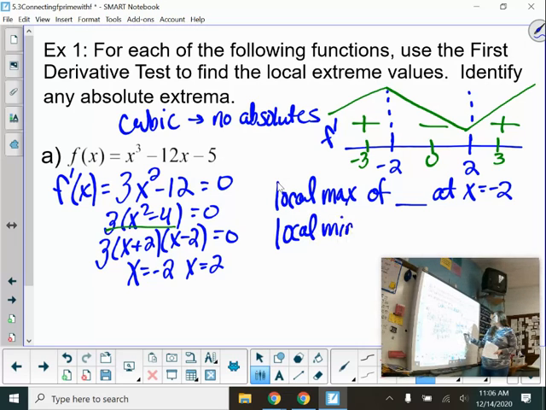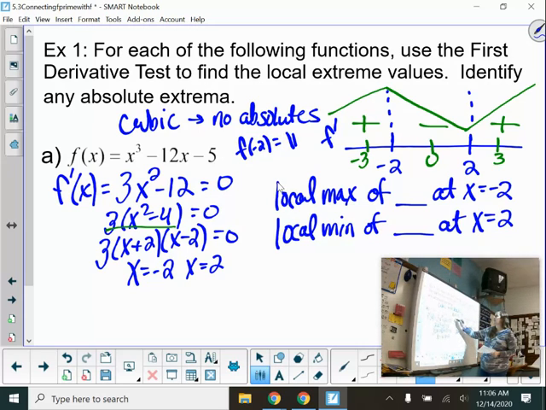And we have one local min of something else at x equals positive 2. To get those values, I would have to plug negative 2 in up here. So f of negative 2, and you can trust my math on this one, is 11. f of positive 2 is negative 21. You can check that with a calculator if you want to. This is just going to save some time for the video.